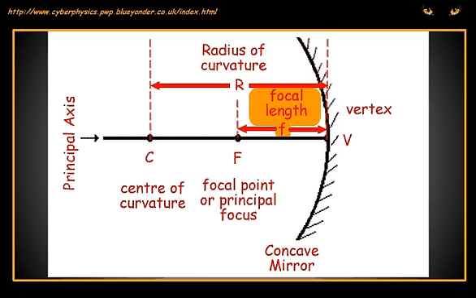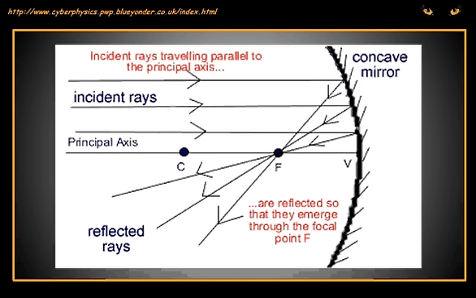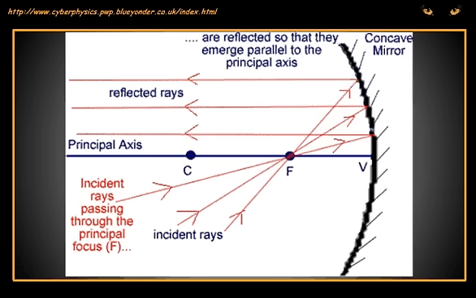We can use the following 3 facts to construct ray diagrams for curved mirrors. Number 1. Any ray traveling parallel to the principal axis on its way to the mirror will pass through the focal point upon reflection by that mirror. Point 2. Any ray passing through the focal point on the way to the mirror will travel parallel to the principal axis upon reflection by that mirror.